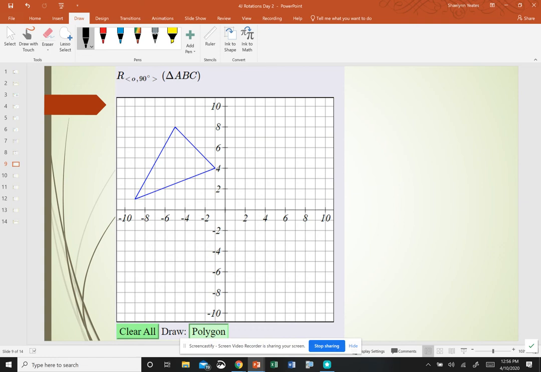So originally, this is at 1, 4. You can look back at the rules too if you want. So this is the point 1, negative 1, 4, negative 5, 8, and negative 9, 1. Okay, and if I want to rotate 90 degrees, it will rotate into this box.